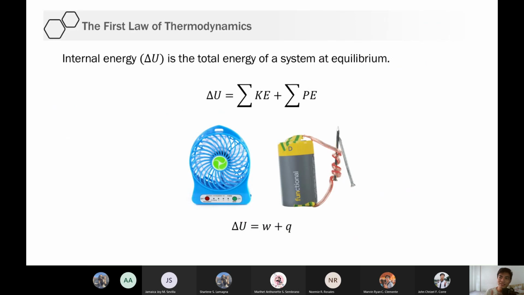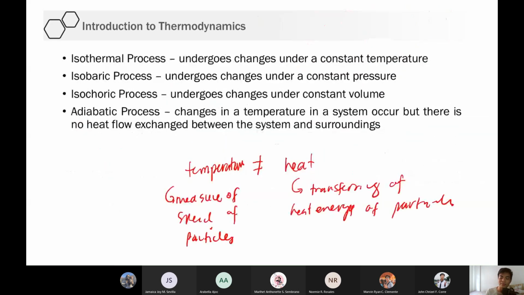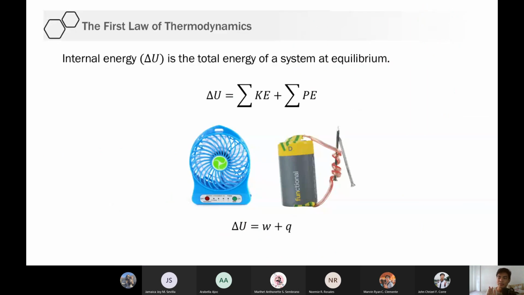Now, let's talk about the first law of thermodynamics. In order to understand this, kailangan natin yung mga pinagsasabi kong concept later. So, now, let's talk about thermodynamics, especially the internal energy. Tapos na tayo sa mga topic kanina. Ayan, balik ulit tayo sa main course natin. When you say internal energy, that is the total energy of a system in equilibrium. Ibig sabihin, itong calculator ko na to, may internal energy to.